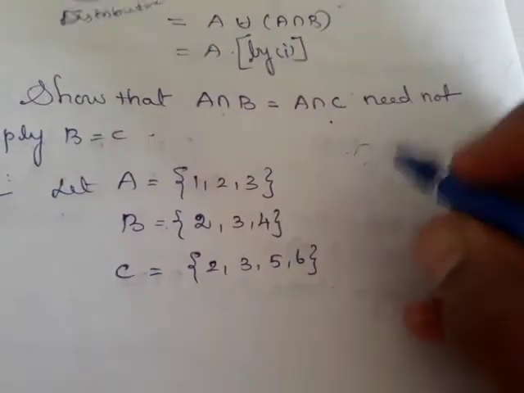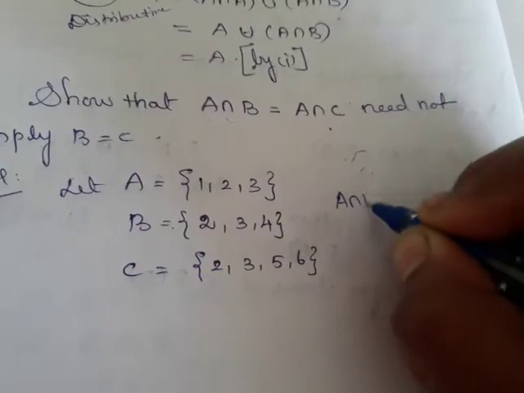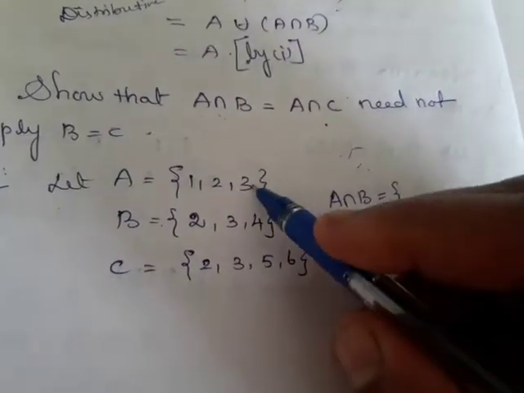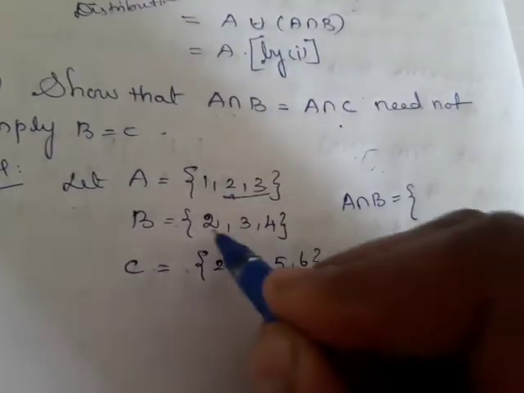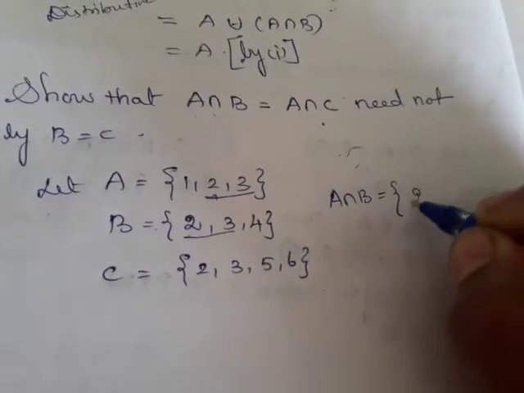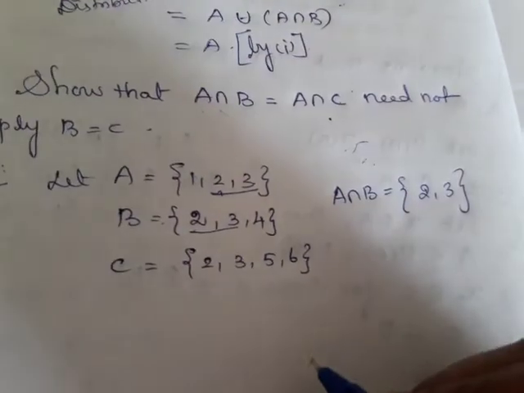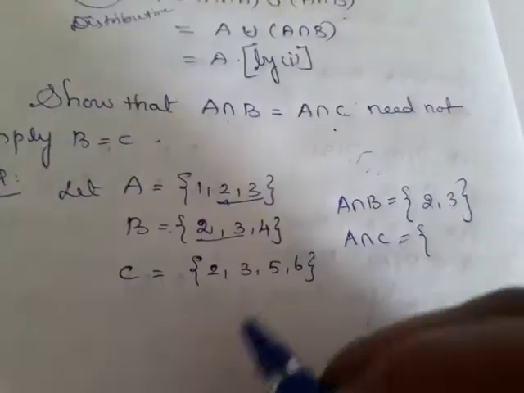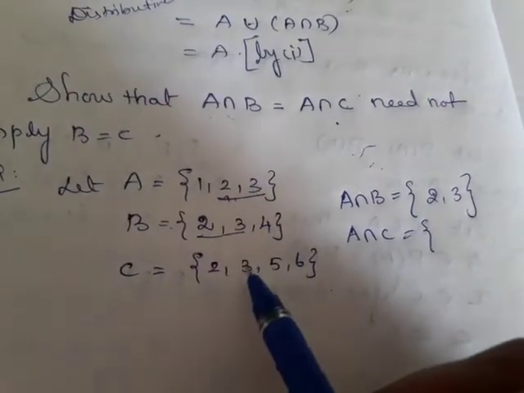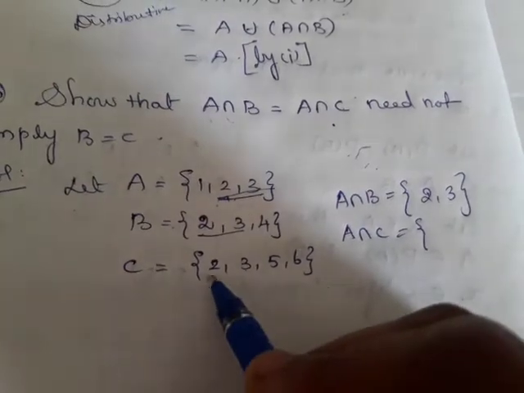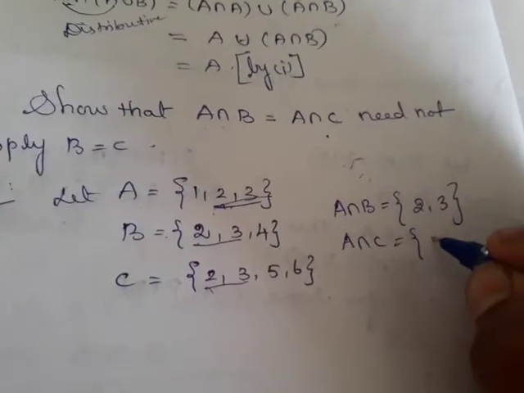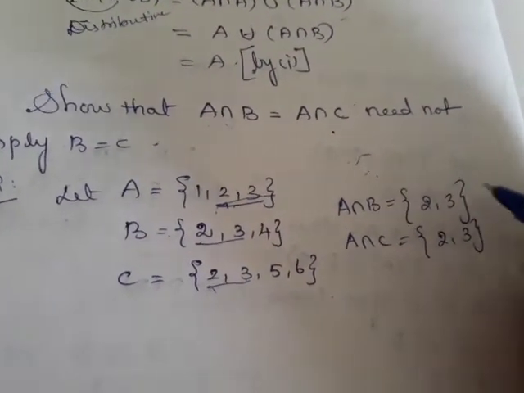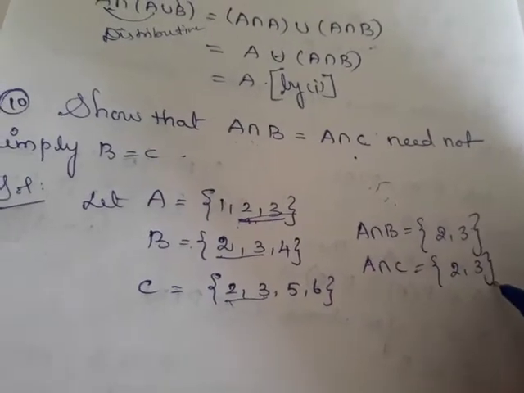See, for example, here what will be A intersection B? The common elements in set A and set B: 2, 3. So 2 and 3 will be there in A intersection B. Now what will be A intersection C? A intersection C, again 2, 3, right? So 2, 3. Now A intersection B is the same as A intersection C.